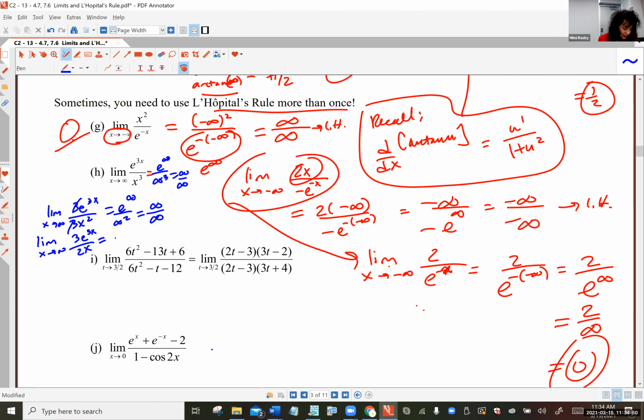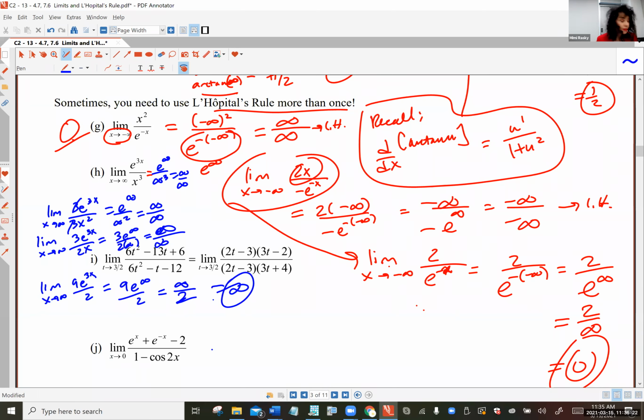Well, you're going to use direct sub again. That's infinity, divided by 2 times infinity, which is infinity. Do L'Hopital's again. Really? Yeah. So take the limit as x goes to infinity of 9e to the 3x all over 2. And now do direct sub. But I get infinity over 2, which is infinity. And so it is possible for your limit to just blow out and go to infinity. And that's what happens here. So the answer to letter H is infinity.